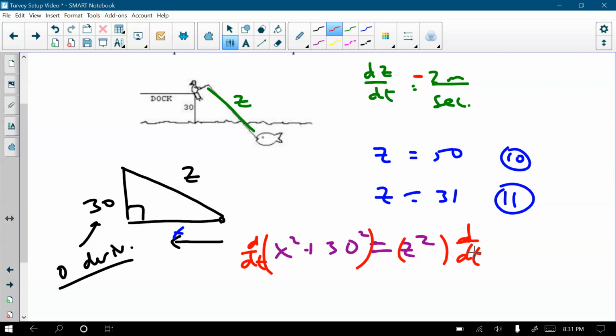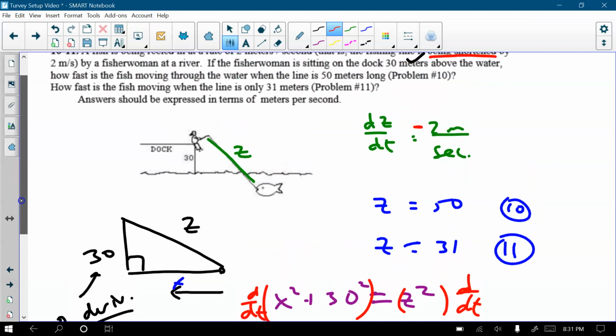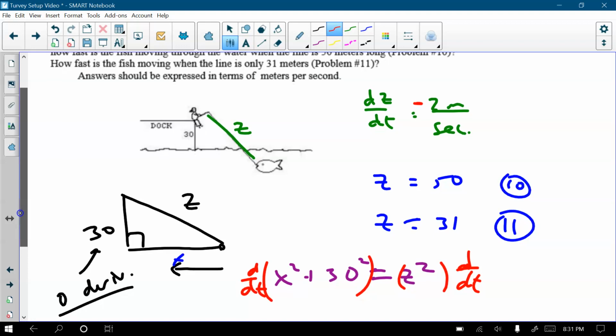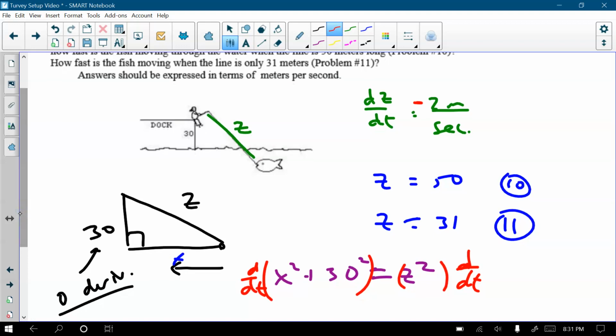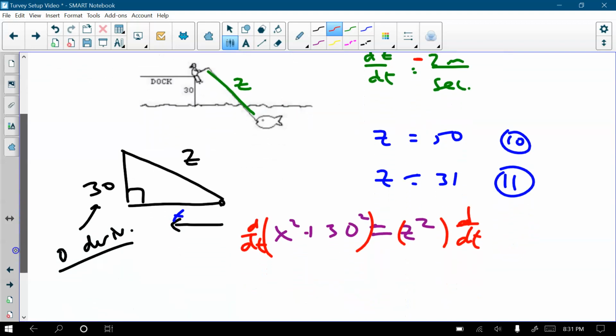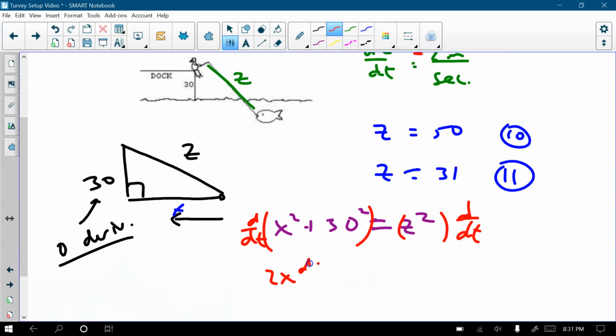Okay, that should be it for you here. Hold on just a second here. Oh, I see what they're doing here. When you take the derivative, you're going to need an x value. How are you going to get that x value? Because when I take the derivative here, I'm going to have 2x dx/dt equals 2z dz/dt.